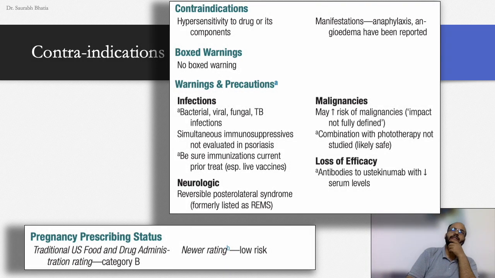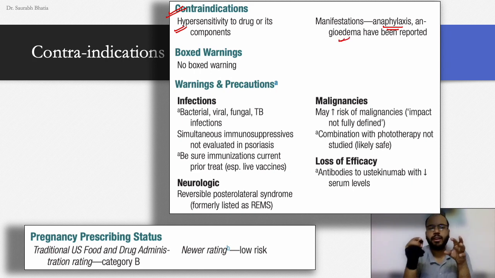Now we have discussed how to administer ustekinumab. Now we'll discuss a few contraindications and adverse events associated with ustekinumab. Clear? Contraindications include hypersensitivity to the drug or its components. Okay, any history of anaphylaxis to ustekinumab or any other components, angioedema, these all have to be taken care of.